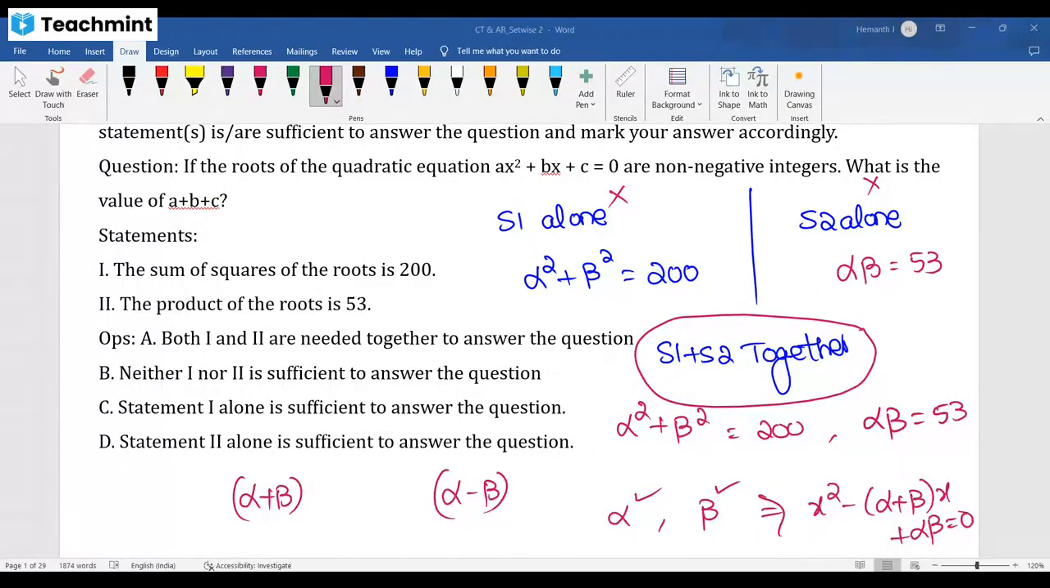No problem. Okay, you can find it. So together is sufficient. Together is required. Option A. Alone not possible. One alone, two alone, both you have to try before coming for together. One alone not possible. Two alone not possible.